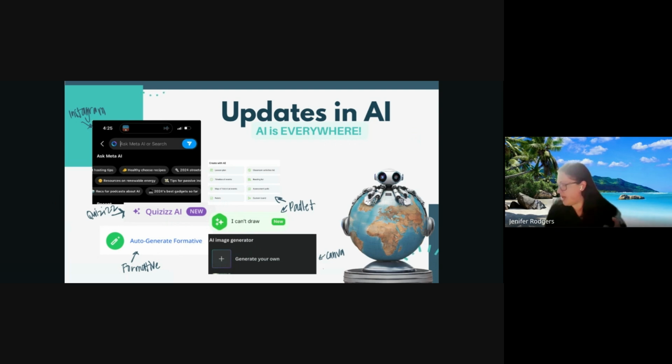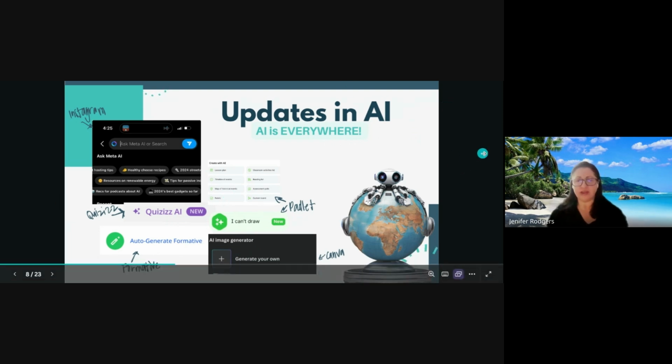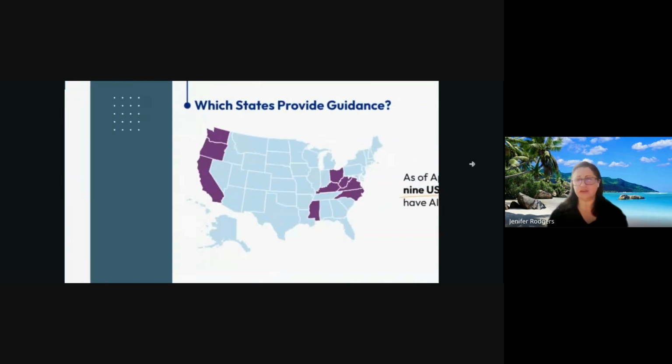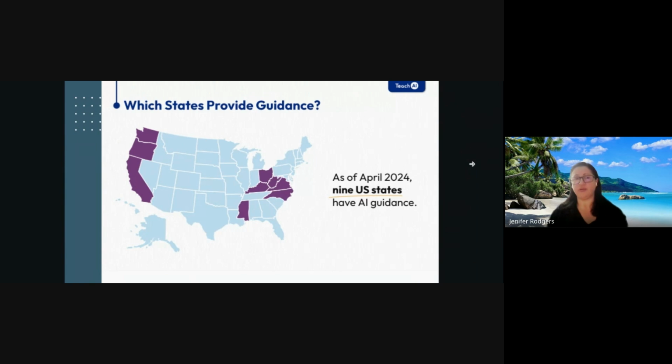We're going to play with Padlet a little bit later as well. It has a lot of new features that use AI, and so we're going to take a look at that. And Canva has some image generators and things like that. So it's everywhere, and it's definitely not going away. It's just going to become more prevalent.